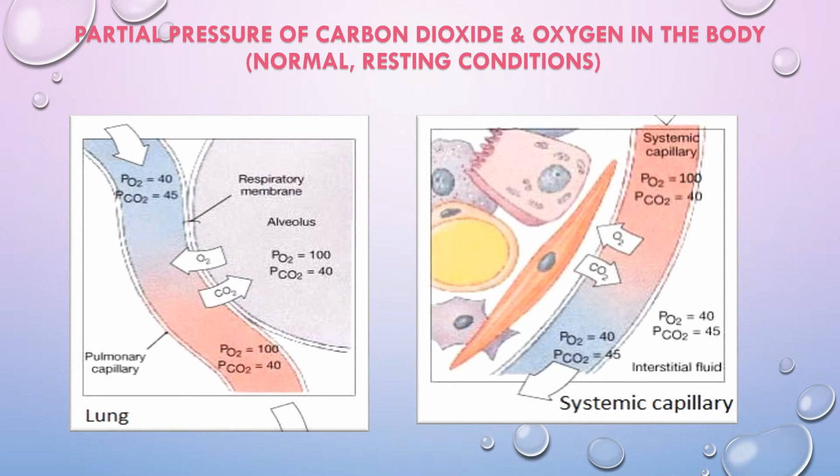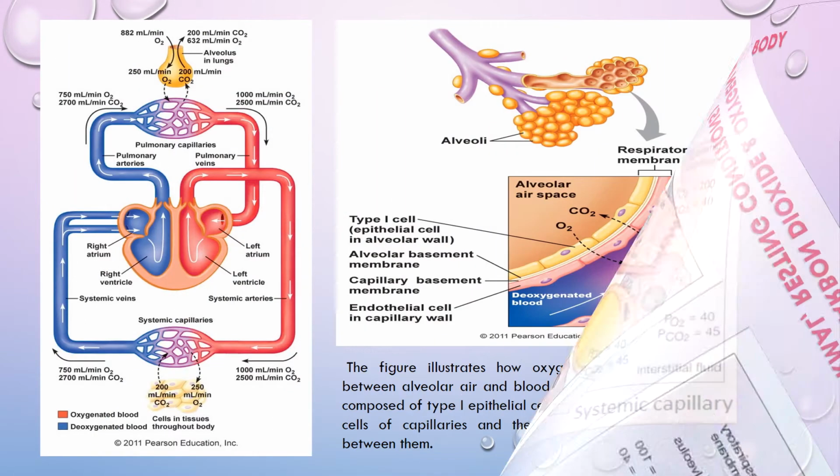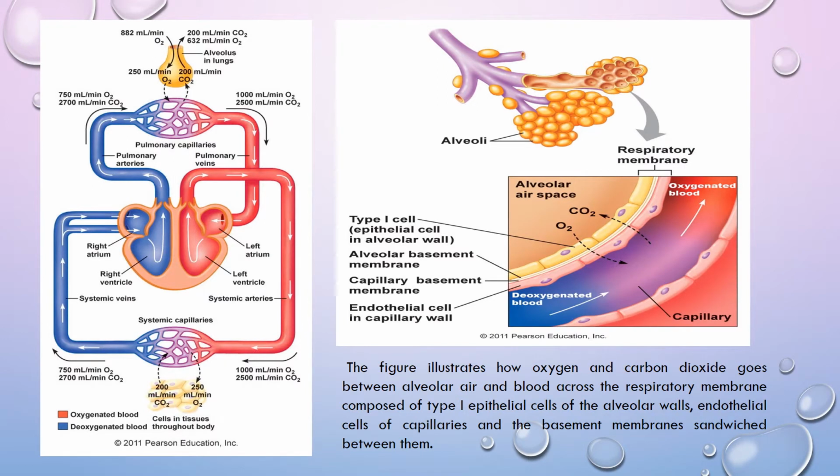Next, we will discuss the partial pressure of carbon dioxide and oxygen in the body, which occurs in two parts of our body: the lungs and the systemic capillary. This is the view of the circulatory system in the human body. As you can see here, oxygen will diffuse into a blood capillary, becoming oxygenated blood, while at the same time carbon dioxide will diffuse out from the capillary to the alveoli, and this process occurs in the lung. In the systemic capillary, carbon dioxide will diffuse into a blood capillary, becoming deoxygenated blood, while at the same time oxygen will diffuse out from the capillary to the body cell. This diffusion of oxygen and carbon dioxide depends on the concept of partial pressure.